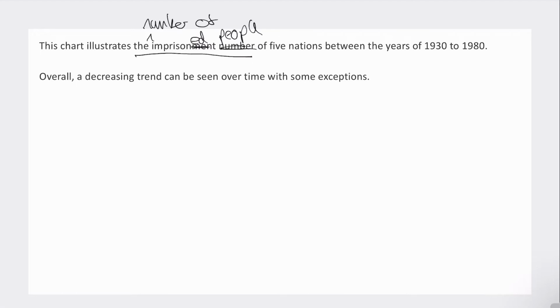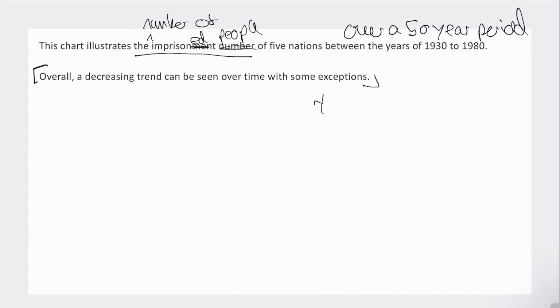It's clearer to say, in 5 nations seen the years of 1930 to 1980. You could say over a 50-year period. That helps you with your paraphrase a bit. Overall, decreasing trend can be seen over time with some exceptions. Okay, I think this is a nice overview sentence.